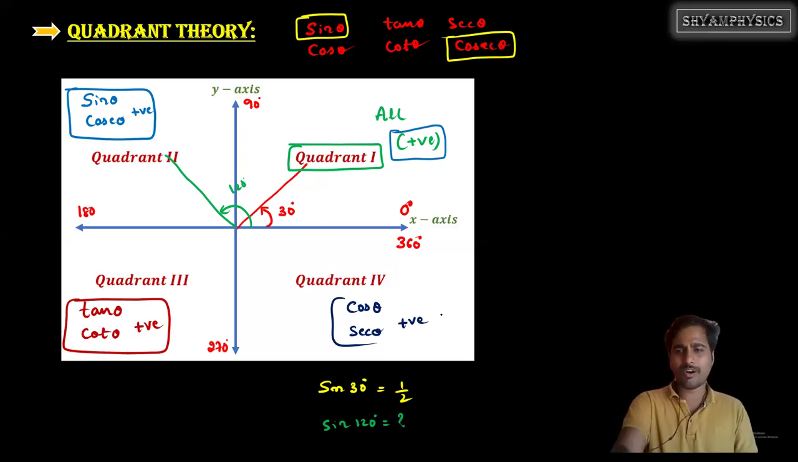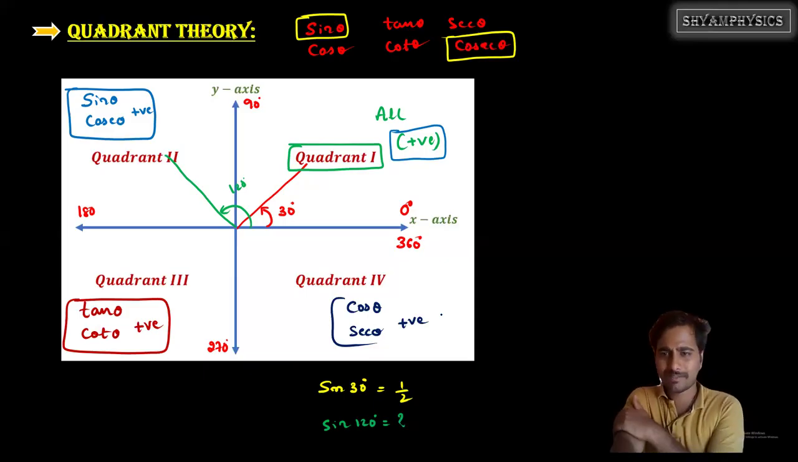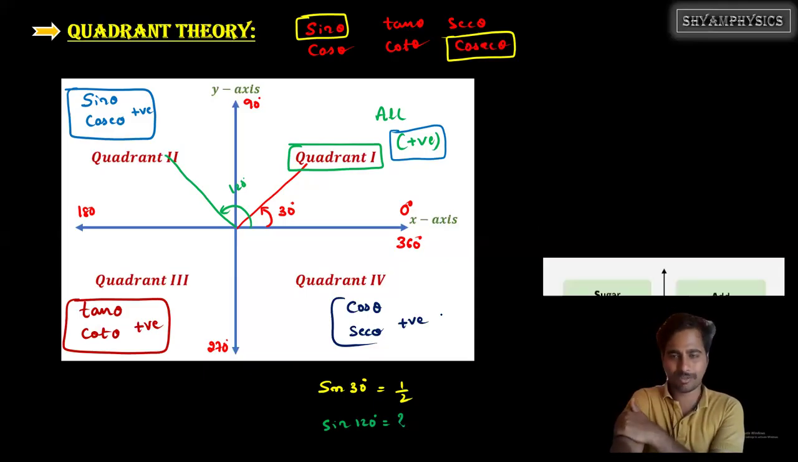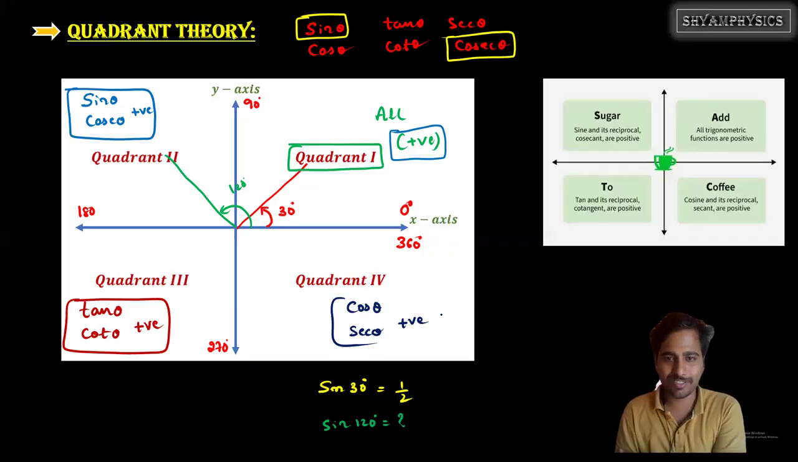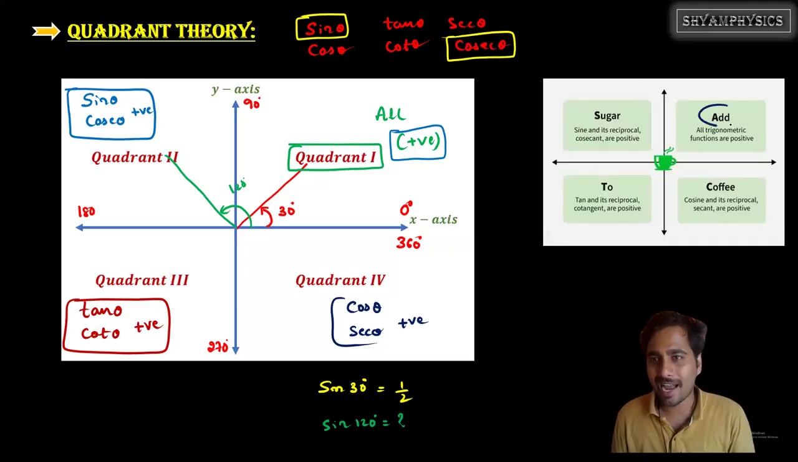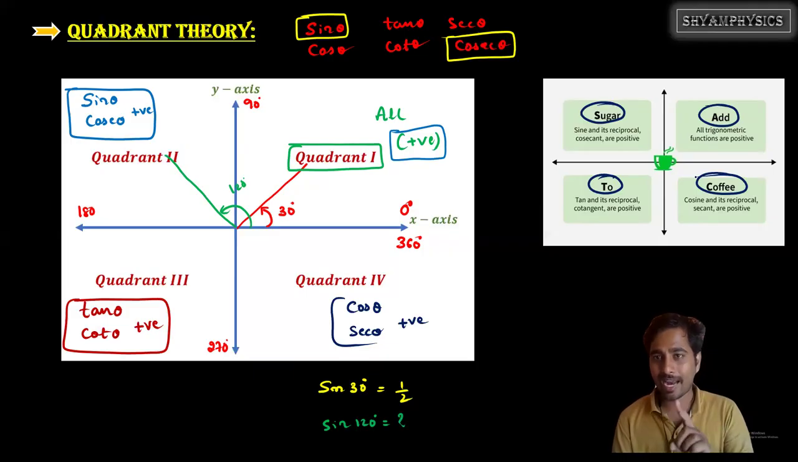In order to remember which is positive and which is negative, I have one small mnemonic here. It's a very famous mnemonic. What does that mean? Add sugar to coffee. What is the learning point here? Add sugar to coffee. Add stands for all trigonometric functions. And sugar stands for sine and its reciprocal cosecant, which are positive in the second quadrant.